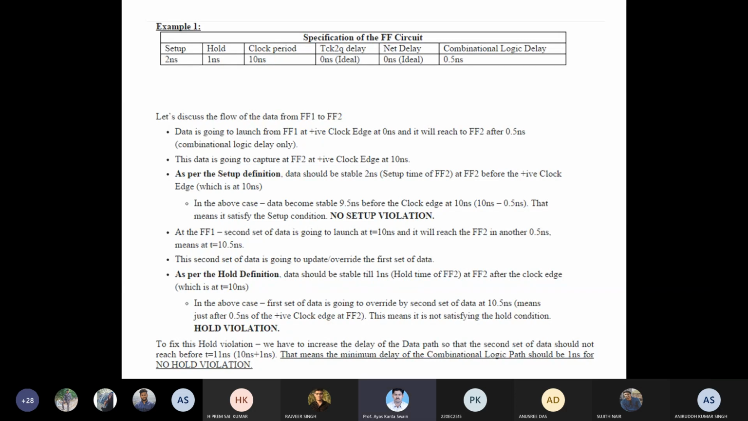So setup is checked in the next clock edge and hold is checked in the current clock edge.